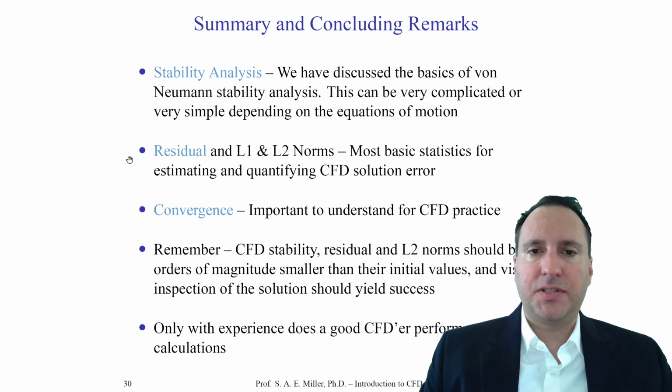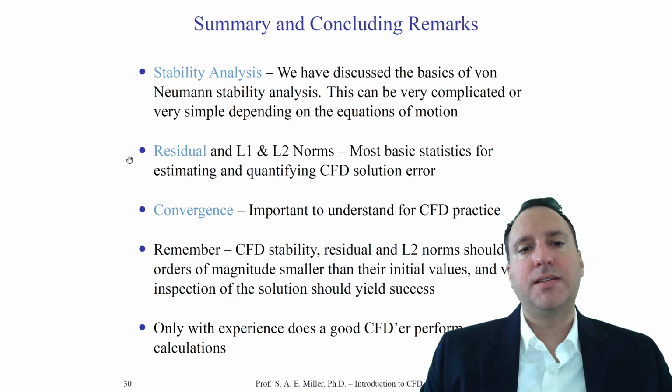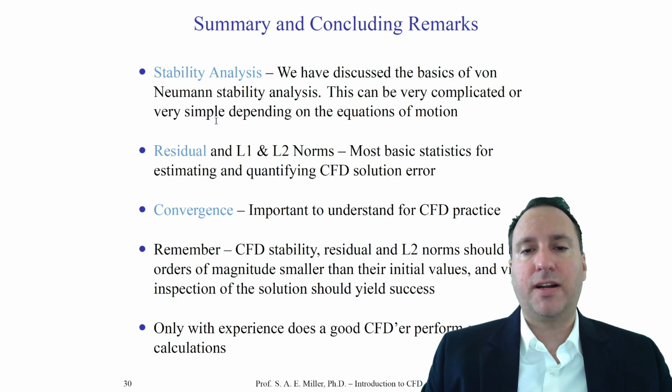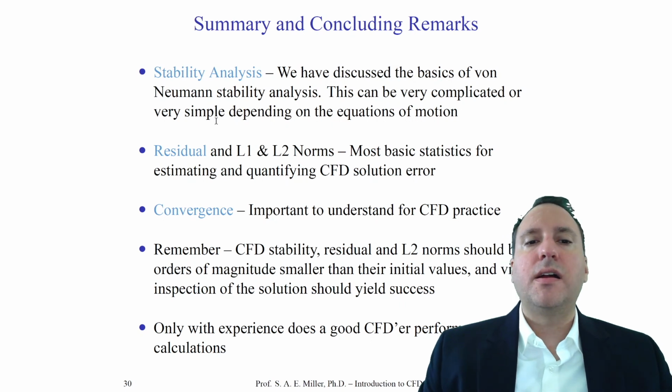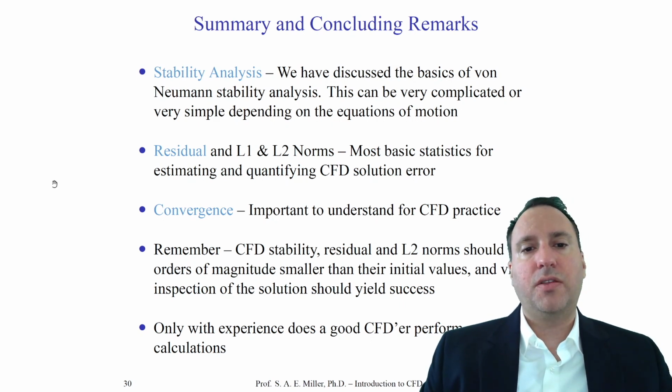We showed the mathematical definitions of the L1 and L2 norm. Typically, L2 norm means the root mean square of the error of all the points within the grid. L1 is simply the magnitude of all the error, the summation of all the error and its magnitude. These are the most basic statistics for estimating and quantifying error in computational fluid dynamics. Remember, stability and consistency, which we defined in this class, imply convergence. This is the so-called Lax's theorem. And remember, it is important to understand convergence in CFD. And we talked about practical ways of doing and measuring residual.